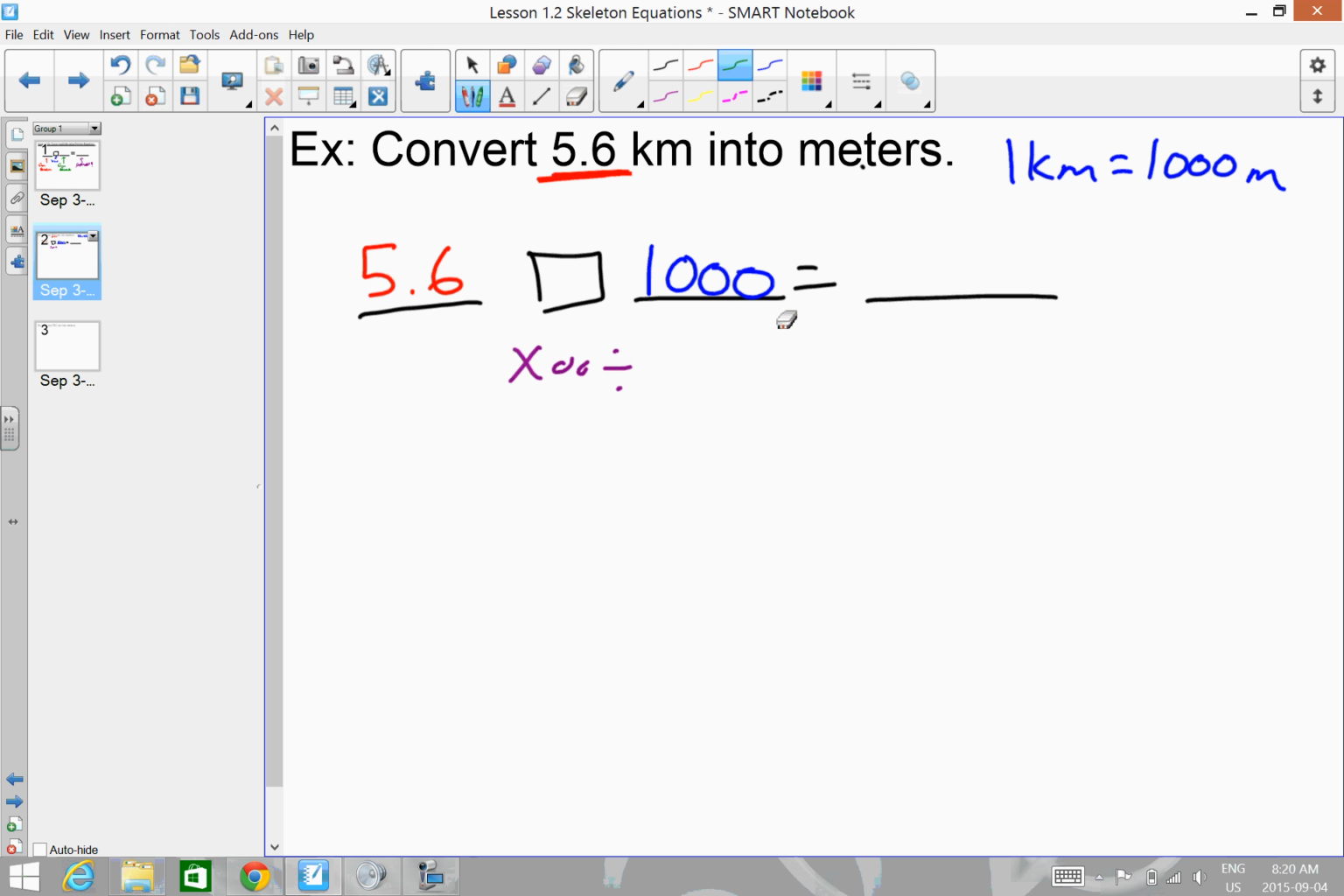So I'll say that one more time. When we're changing to a smaller unit, we want the number to get bigger. So we're going to multiply. And then we go 5.6 times 1,000. That's going to give us 5,600 meters. And that's our answer. Alright, let's do one more example.